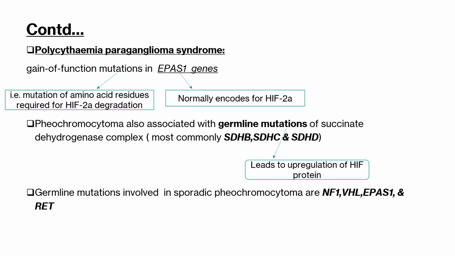Such germline mutation is very common in sporadic pheochromocytoma. So these are the pathogenesis of pheochromocytoma. First, here we see the normal function of hypoxia-induced factor 1 alpha and 2 alpha in our body. How is it beneficial to our body, and why is it necessary to our body?